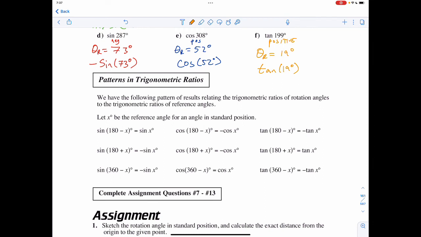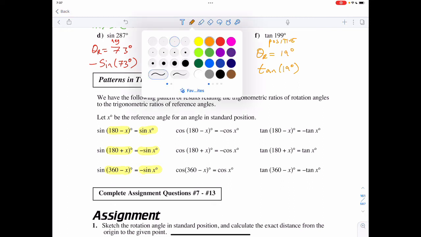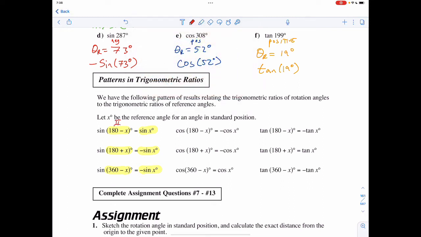We can see the patterns in the trig ratios, where sine of 180 minus the angle is the same as sine of the angle. Sine of 180 plus the angle would be the negative sine of that reference angle. And sine of 360 minus the angle would be the negative sine. Remembering that this is how we'd solve for quadrant 2, quadrant 3, and quadrant 4.